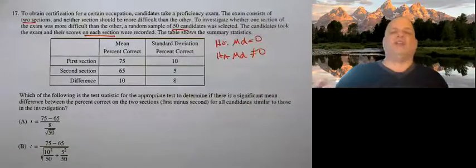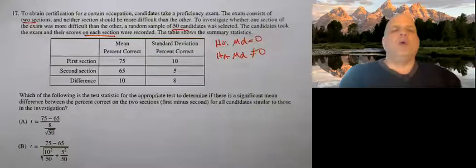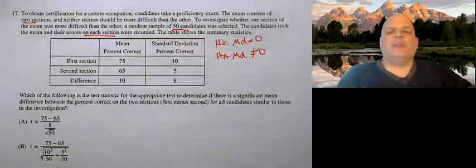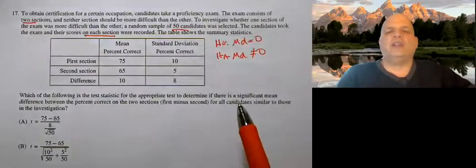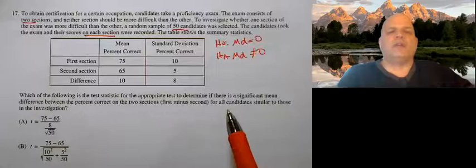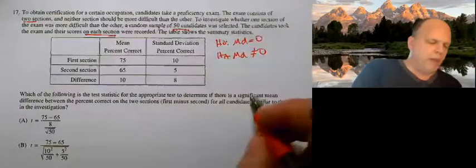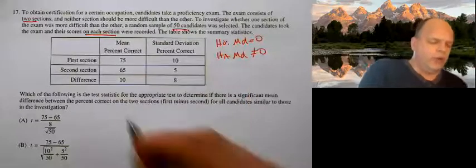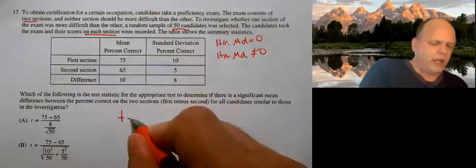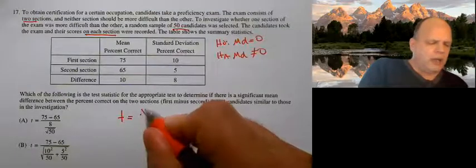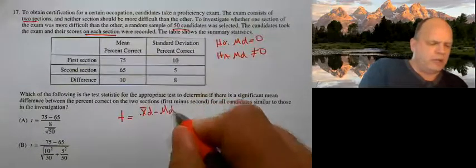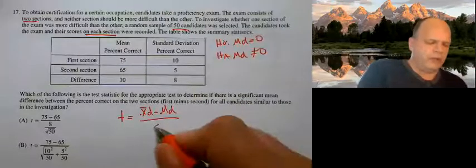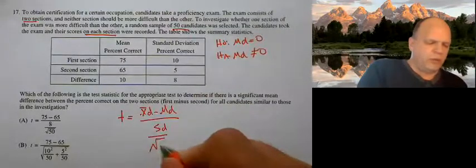They had the first section and the second section, and they're telling us they want no difference. All right, so which of the following is a test statistic for the appropriate test to determine if there is a significant mean difference between the percent correct on the 2 sections, first minus second? And by the way, mean differences should be another hint to doing this. So basically, if I were writing down my formula, I would go x bar D minus mu D over SD divided by square root of n.